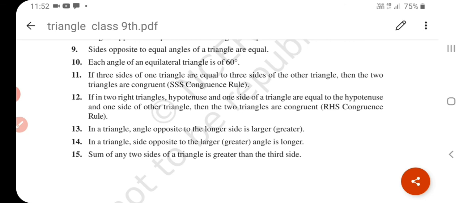Okay, in a triangle, the angle opposite, or when the opposite sides are greater and when the angle is smaller. Okay, so all these things we learn in this chapter. Okay students, so you have to learn them, and you have to learn all the congruency rules and all the theorems included in this chapter. Okay, so remember these theorems and learn the theorems, complete your work in your notebook.